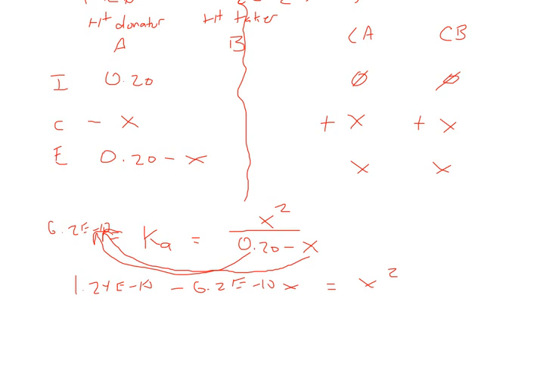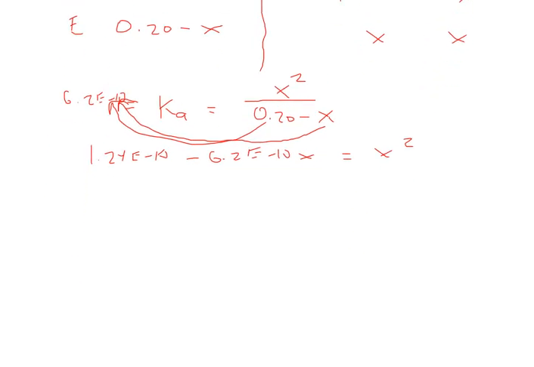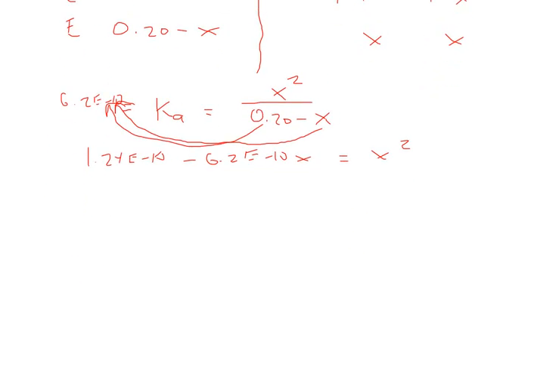So let's slide this whole thing up a little bit. Now I have x squared plus 6.2 times 10 to the minus 10 x minus 1.24 times 10 to the minus 10, and that's all equal to zero. Quadratic formula time. Only it really sucks because your coefficients are these ridiculous numbers.